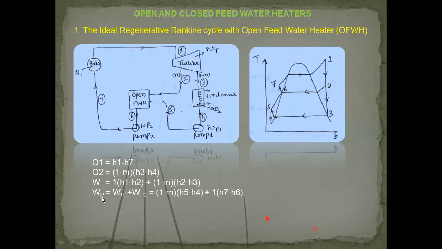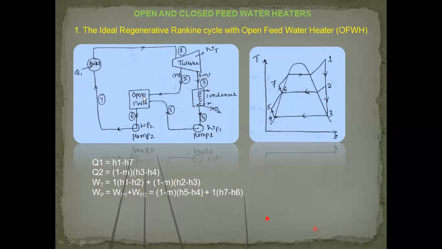And how have we written WP? There are two pumps, WP1 and WP2. For WP1, what are the conditions? 4 and 5 are the conditions. Then we can write WP1 as, and what is the amount of steam? It is only 1 minus M for pump 1. So 1 minus M into H5 minus H4 is the pump work for pump 1.